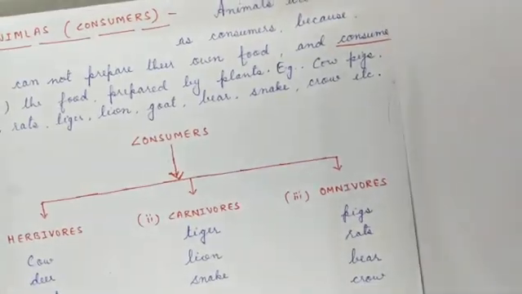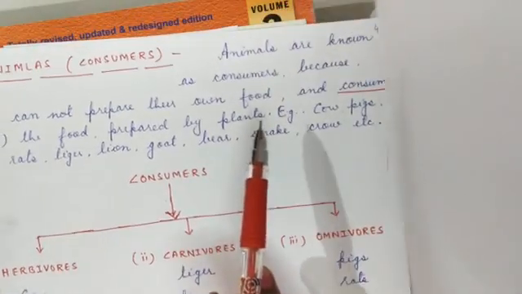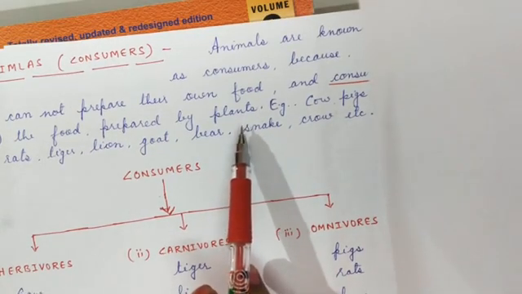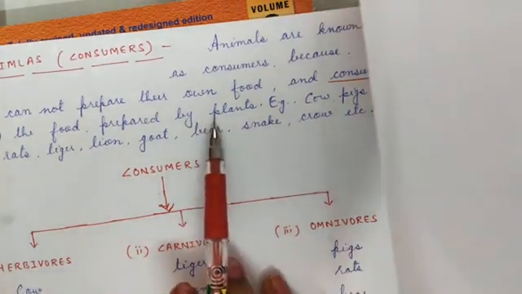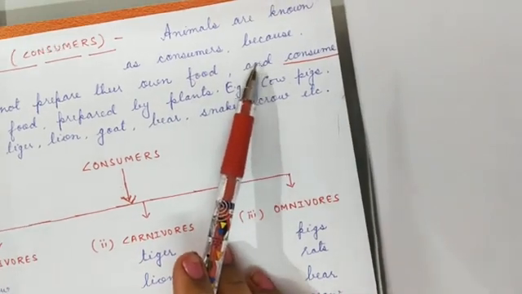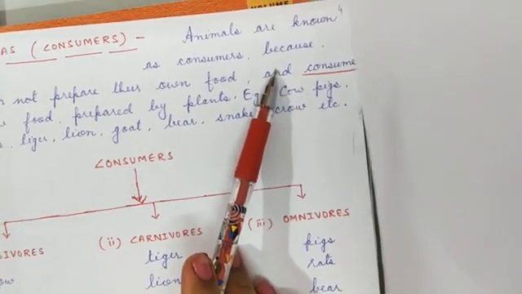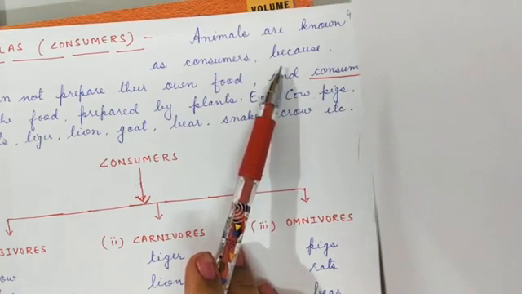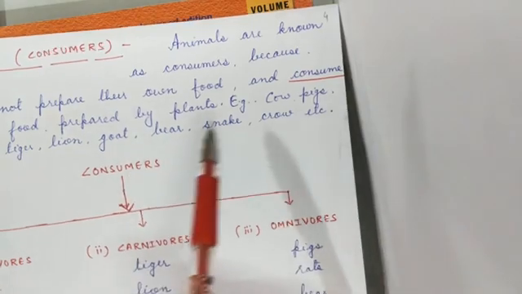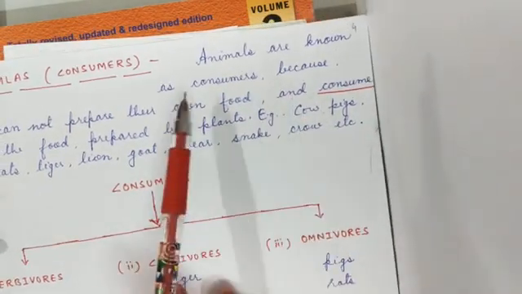Why? Because they consume food prepared by the producers. They consume food prepared by the producers. That is why they are known as consumers or heterotrophs. Heterotrophs, hetero means others and trophs means food. That is, they consume the food prepared by others. And you may be knowing prepared by whom.